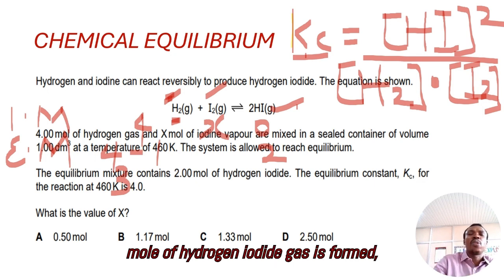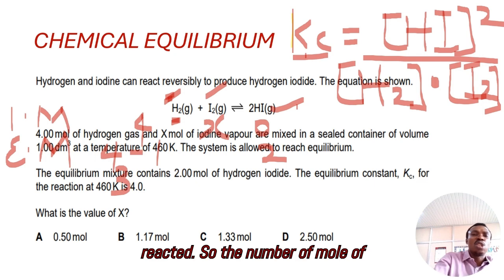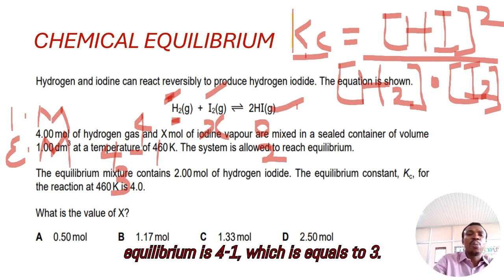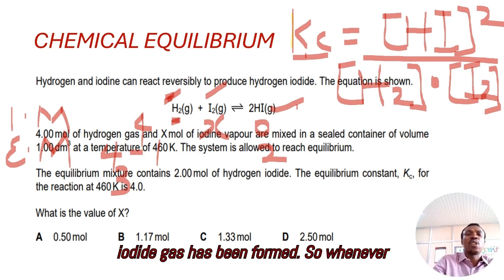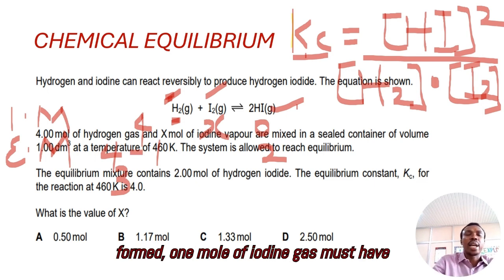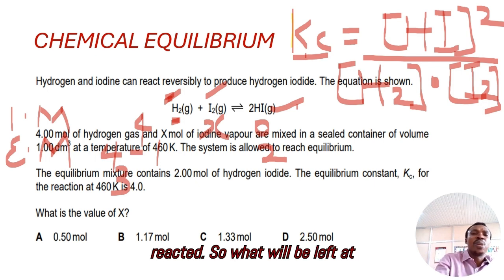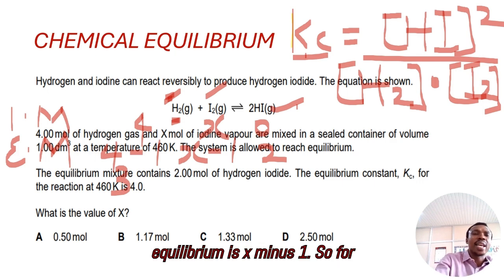It's as simple as that. 1 mole of hydrogen gas reacts to give you 2 mole of hydrogen iodide gas. So whenever 2 mole of hydrogen iodide gas is formed, 1 mole of hydrogen gas must have reacted. So the number of mole of hydrogen gas that will be left at equilibrium is 4 minus 1, which is equal to 3. Now let's go for iodine. When 1 mole of iodine reacts, 2 moles of hydrogen iodide gas are formed. So whenever 2 mole of hydrogen iodide gas is formed, 1 mole of iodine gas must have reacted. So what will be left at equilibrium will be X minus 1. The number of mole of iodine gas left at equilibrium is X minus 1.